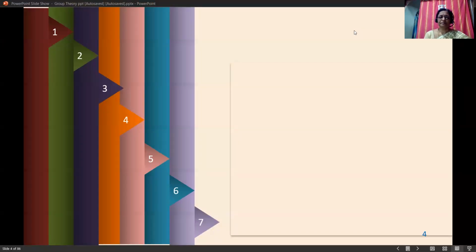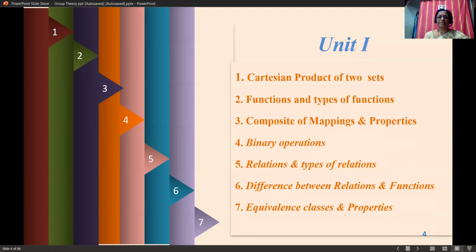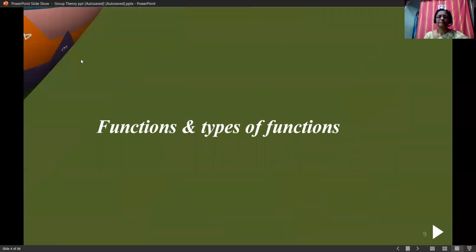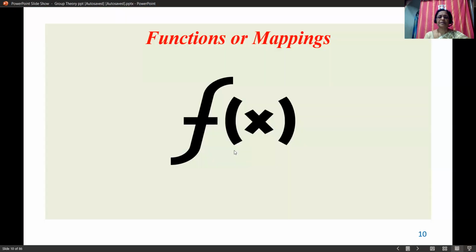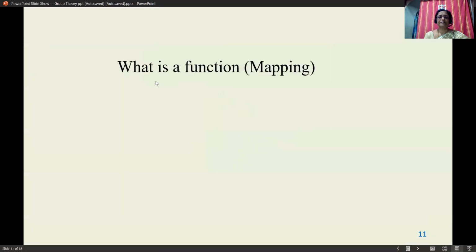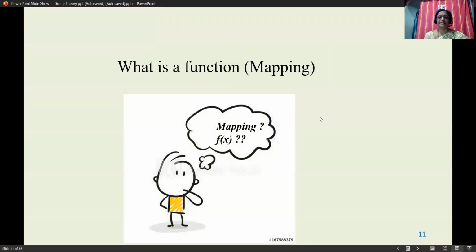Hello everyone. In the last period, we have seen the Cartesian product of two sets. Today, let us consider functions and types of functions. So, functions, sometimes they are also called mappings. What is a function? Let us define.